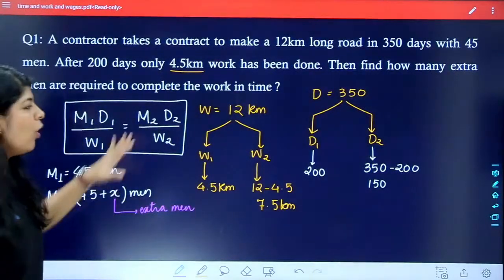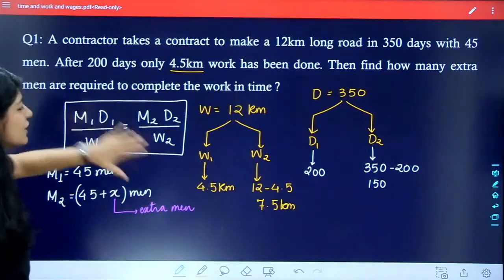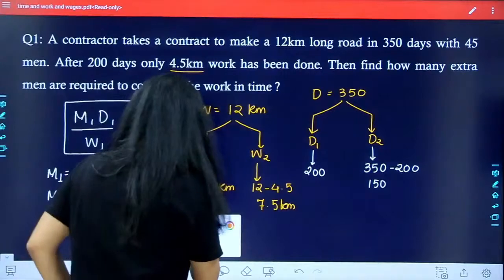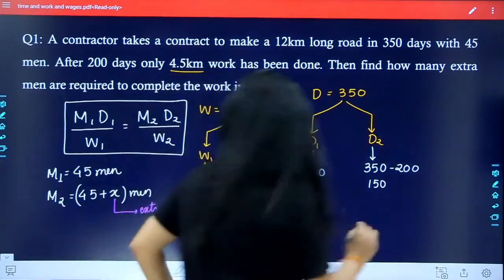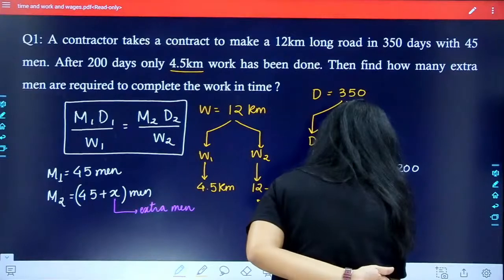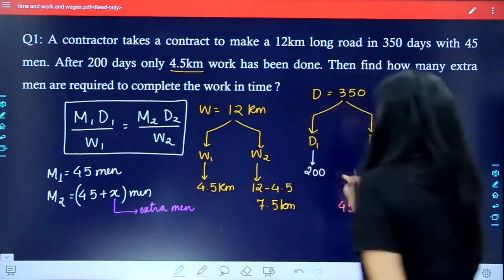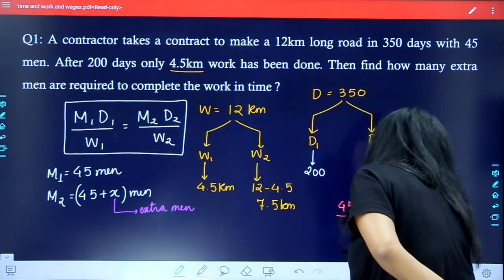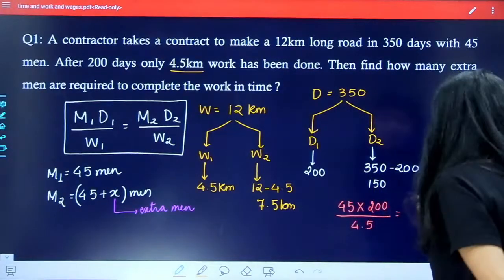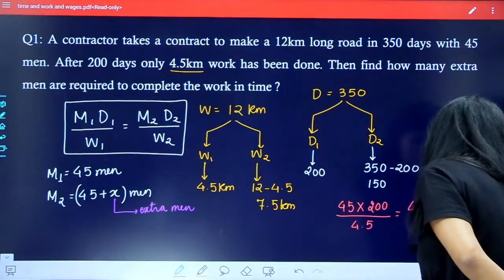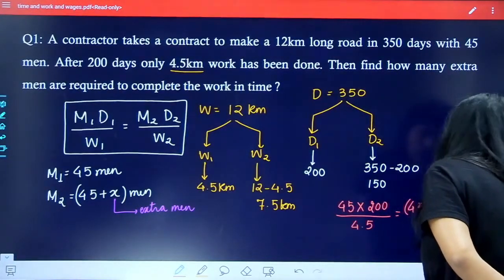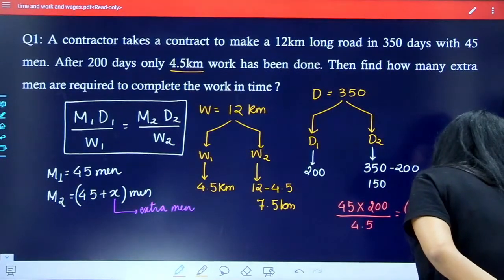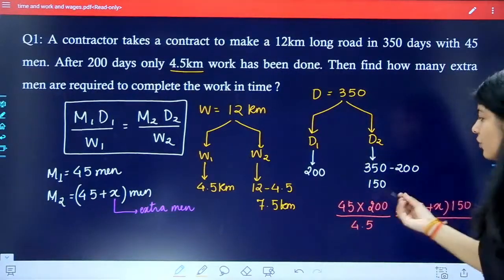Now we have all the values. All I have to do is just put all the values in the formula and simply calculate it. So we can write it like 45 men worked for 200 days, but they worked just 4.5 kilometer, where we have 45 plus some extra men. They worked for 150 days and they worked total 7.5 kilometer. We have to solve this.